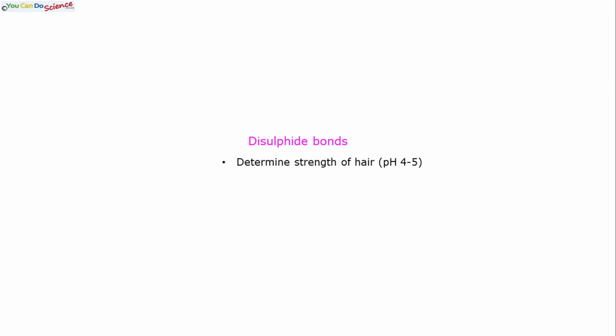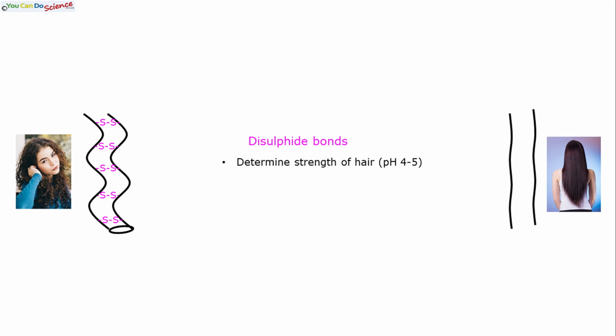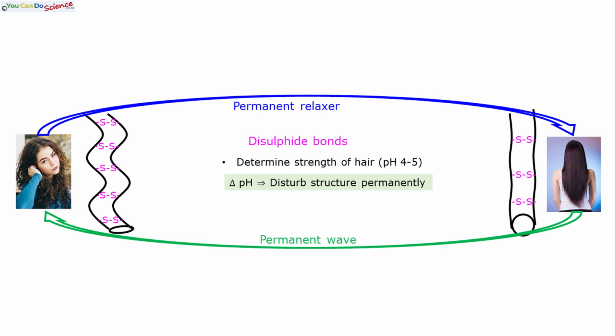The number of disulfide bonds determines the strength of a hair. Curly hair has many disulfide bonds, and the hair shaft is more oval or even flat. Straight hair has less disulfide bonds, and the hair shaft is more round. A big change in pH will disturb the external hair structure permanently, like when you use hair relaxers like a Brazilian that will make your hair straight, or if you perm your hair, which is a permanent wave. Both these processes are permanent and grow with the hair.